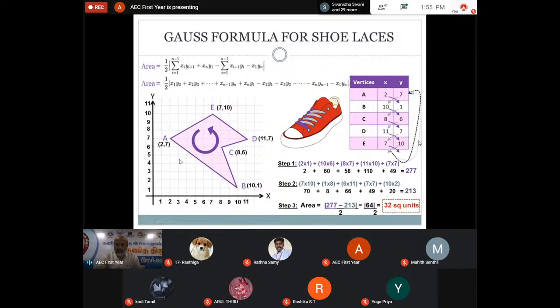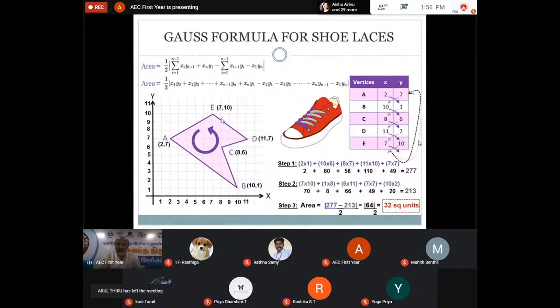And he imagined A, B, C, D, E, just like this, in a regular anti-clockwise order. Each point on a graph is told in X and Y. This is X, this is Y, this is X, this is Y, this is X, this is Y. So A, B, C, D are represented on a graph through X and Y.